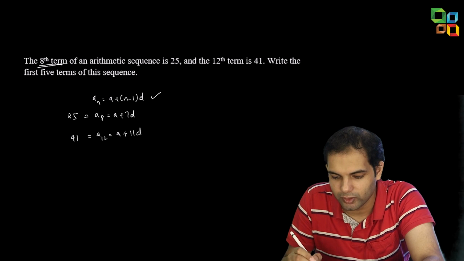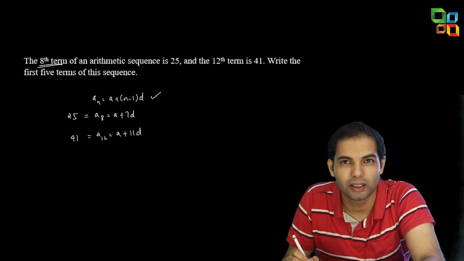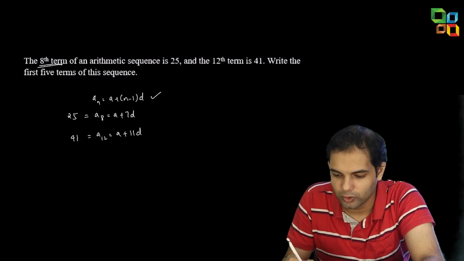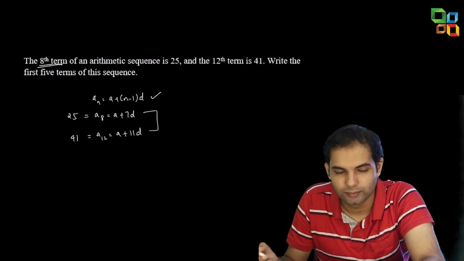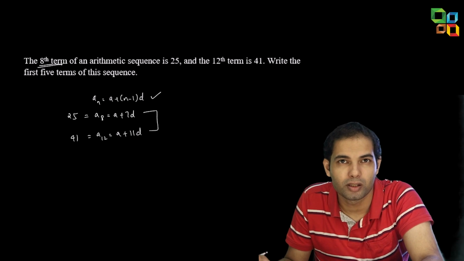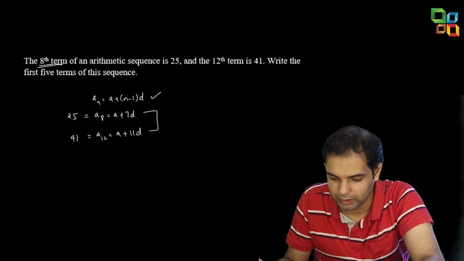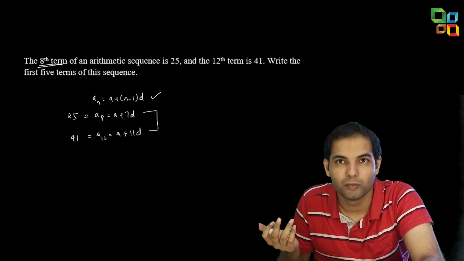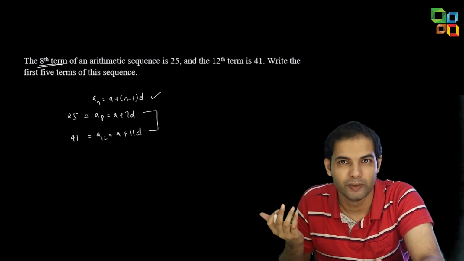Now can you solve these two equations? There are two equations, two unknowns, correct? Yes, sir. So we'll get A and D. That's it. So this is how you use the same information. It's the same formula, but we just write it down. We wrote what is A8, A plus 7D.